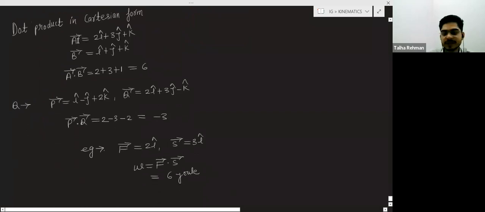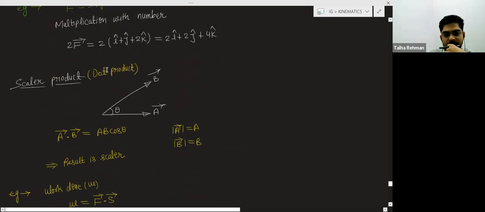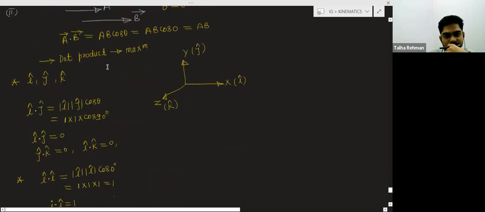Now, I have told you how to calculate the dot product in Cartesian form. Suppose this is a vector, this is b vector. When you do a dot b, you will simply multiply the corresponding components: here 2, here 1, here 3, here 1, here 1, here 1. It will become 2 plus 3 plus 1, which is 6. Got it, Shafruddin? Yes.